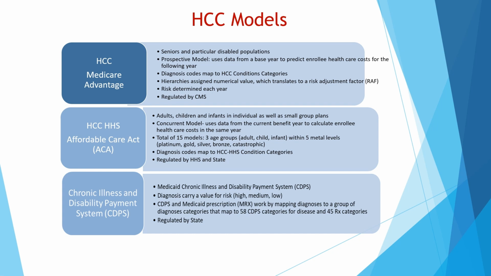3. Chronic illnesses and disability payment system. A. Includes Medicaid chronic illness and disability payment system. B. The diagnoses carry a value for risk, high, medium or low. C. CDPS and Medicaid Rx work by mapping diagnoses to a group of diagnoses categories that map to 58 CDPS categories for diseases and 45 prescription categories. D. It is regulated by the state.